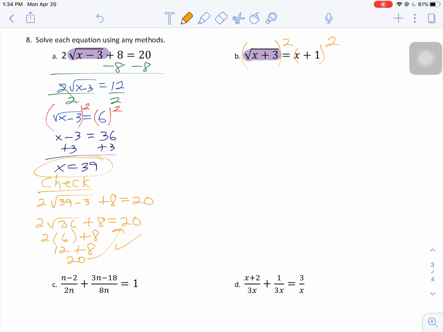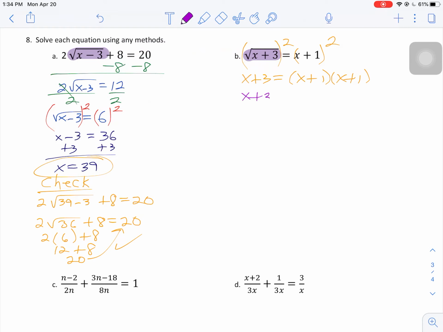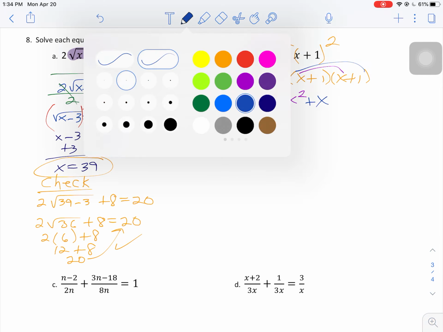So squaring the square root leaves you with just x plus 3, and then squaring x plus 1 means we have to write x plus 1 times itself, and then we're going to have to FOIL it out. So first times first is x times x, which is x squared. Outside times outside is x times 1, which is x.